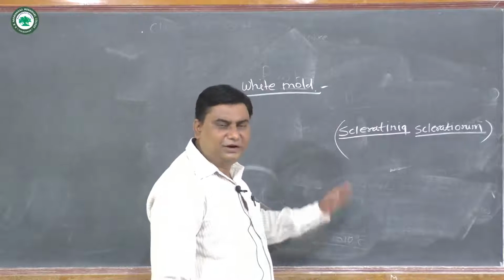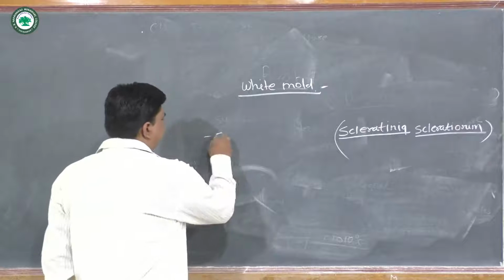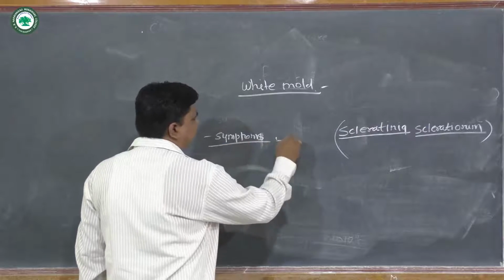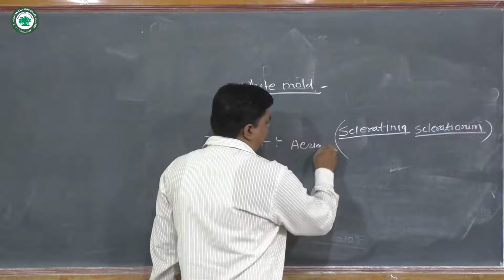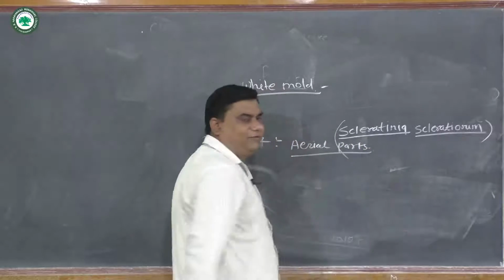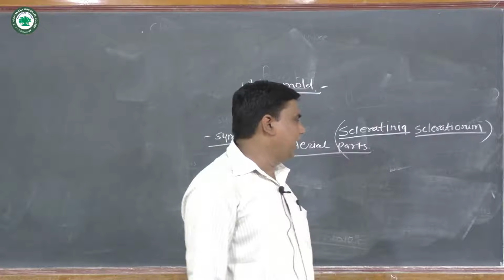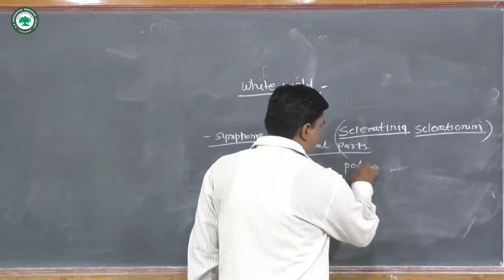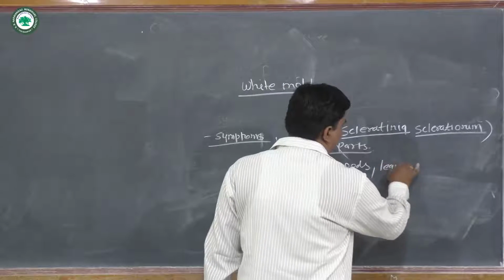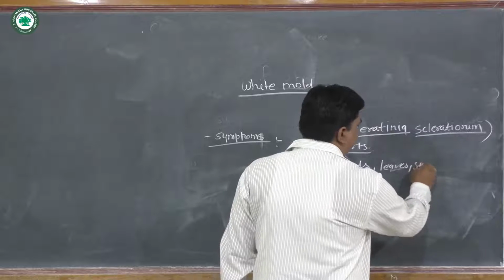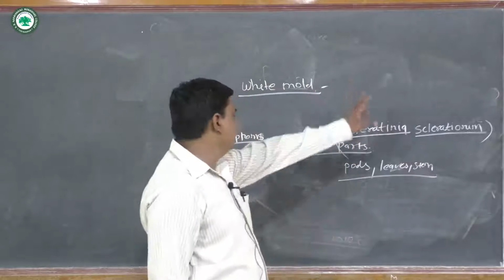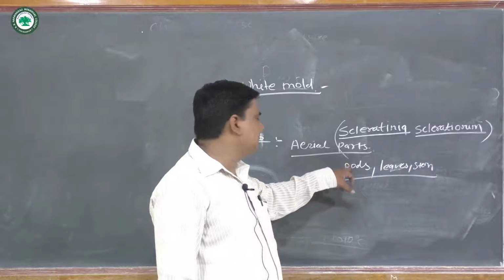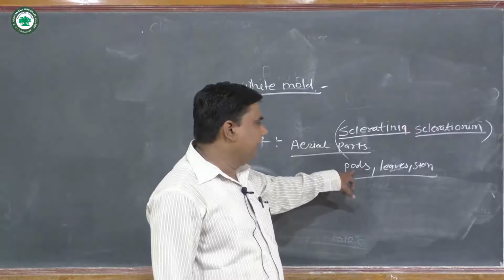What are the symptoms? It affects the aerial parts of beans. Lesions are seen on the pods, leaves and stem.